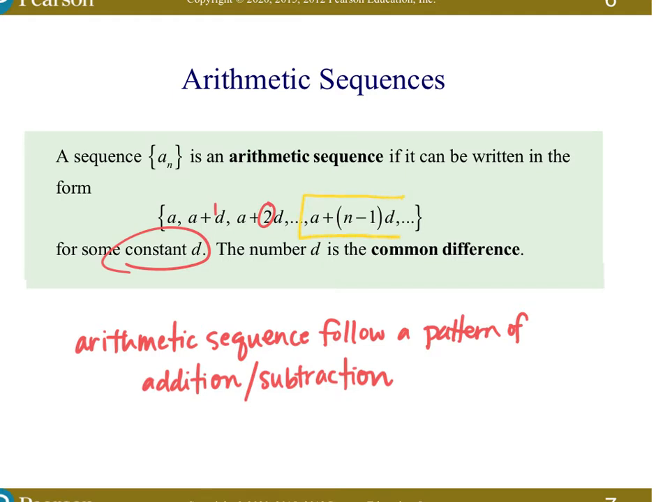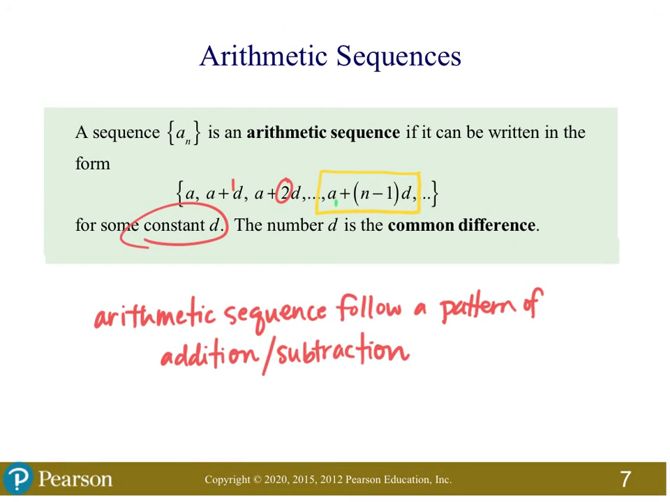This format right here, a plus n minus 1 times d. More commonly, you would see a sub 1 written there, okay? And so you would say an arithmetic sequence, a sub n, is defined as a sub 1 plus n minus 1 times the common difference of d. And that formula will generate an arithmetic sequence. If you know the first term and you know the difference maker, then you can come up with the arithmetic sequence.